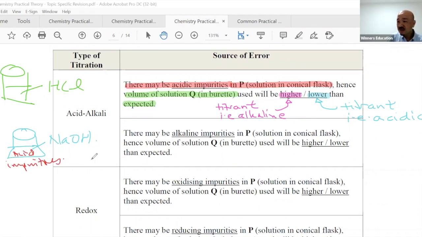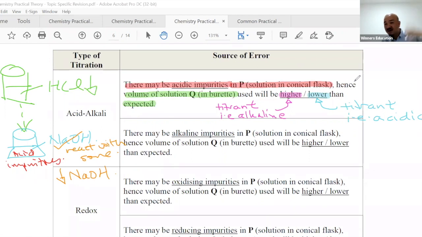Correct? So what will these acid impurities do in the first place? These acid impurities will react with some of the sodium hydroxide already. Agree? So it will have reduced your sodium hydroxide concentration, or the amount inside there. When this is less, obviously this one also needs less. Everyone okay? Make sense to you?